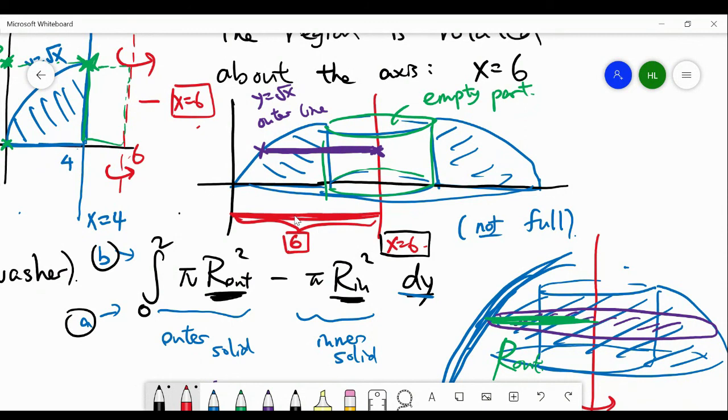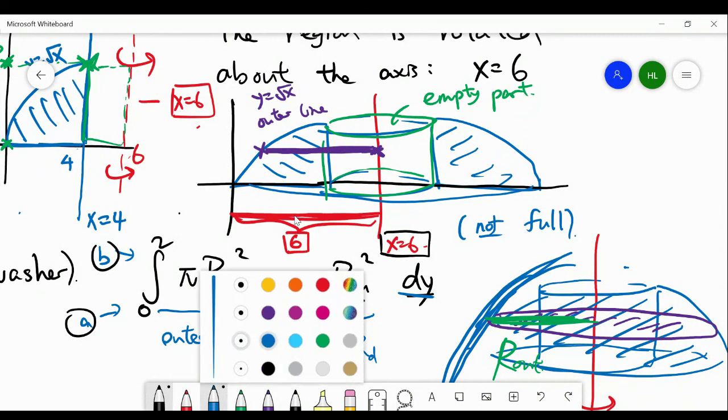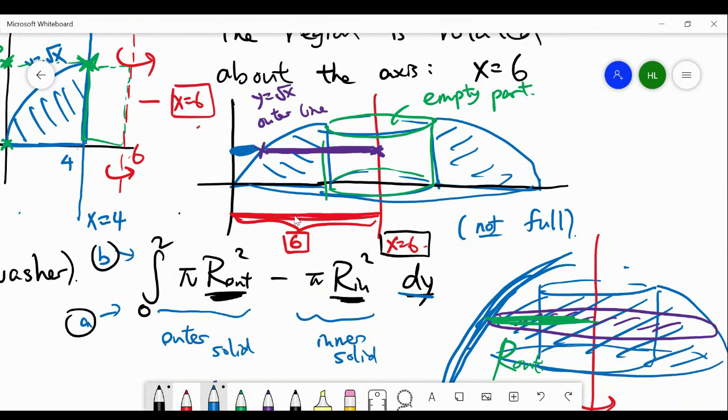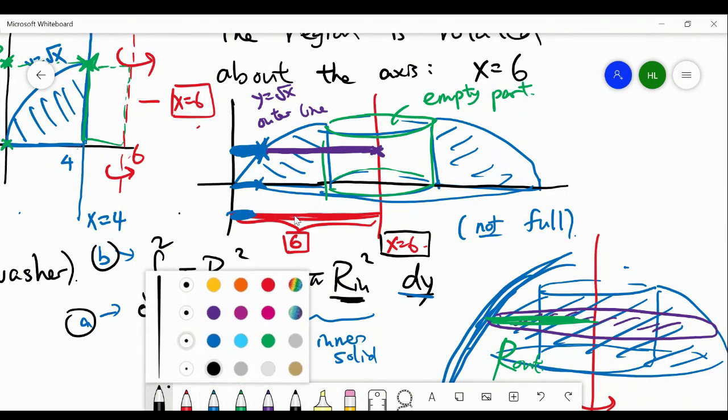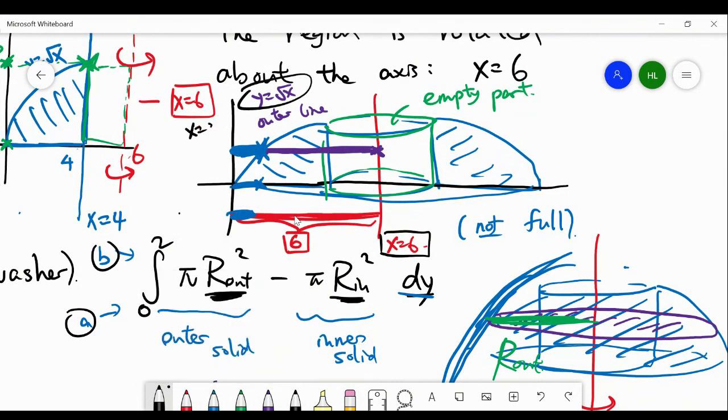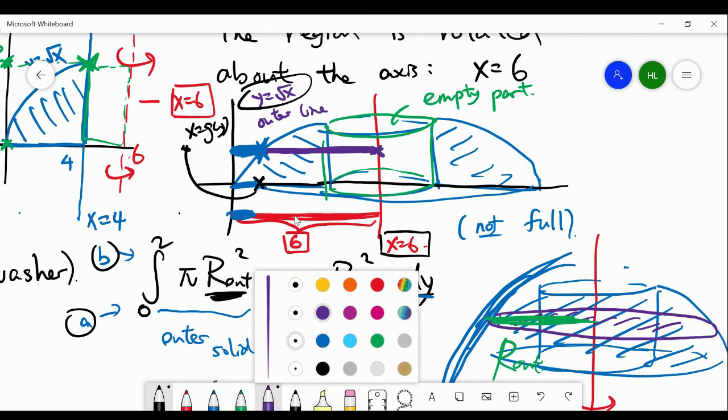From these 6 units, we need to subtract a blue part here from the red part. I hope you get my point. What is the length of this part? This length is the horizontal length of this point on the curve y equals square root of x. So we need the expression x equals g of y to represent the x value of this point. Let me write it down on the right hand side.